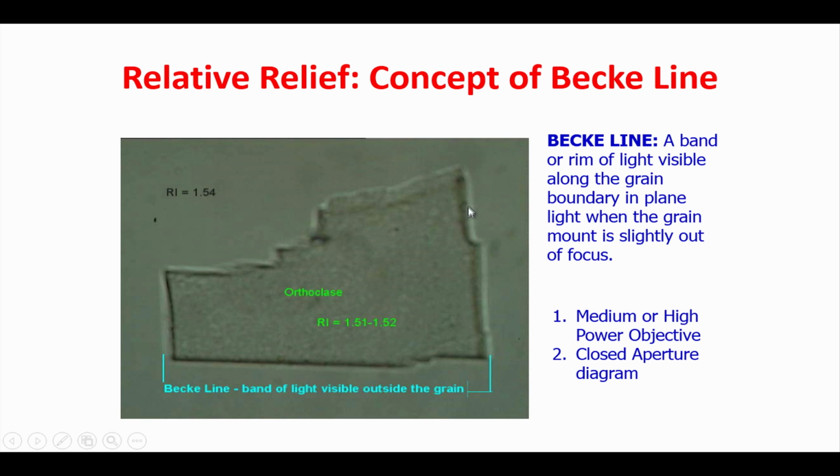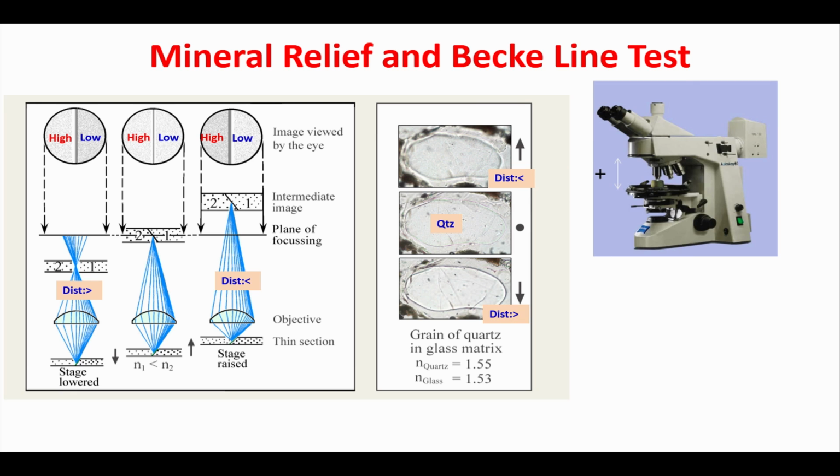So, like this. This white light is the Becke line here, and this is a crystal of orthoclase whose refractive index is 1.51 to 1.52, and the mounting medium is 1.54 here. This Becke line is to be studied in a medium or high power objective, where you will close the aperture diaphragm, so that you minimize the entry of light into the mineral.